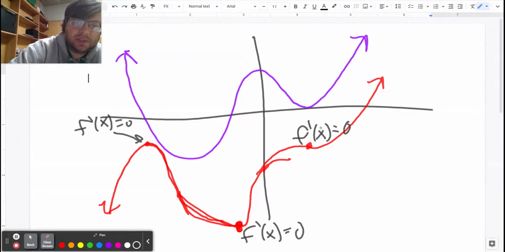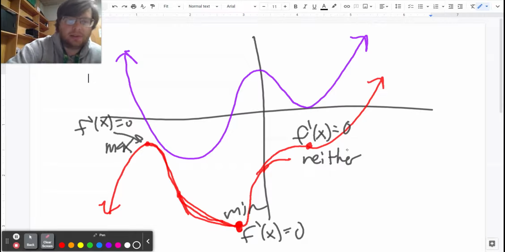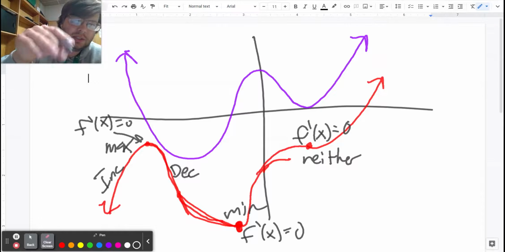But I want you to notice that this one is a maximum, and this one is a minimum, and this one is neither. Think about what's different about the graph of the purple, the derivative, compared to the other ones. Well, here on the purple graph, we go from a positive to a negative. And you can see that we went from increasing before, then decreasing after. If you go from increasing to decreasing, that's going to give you a maximum.